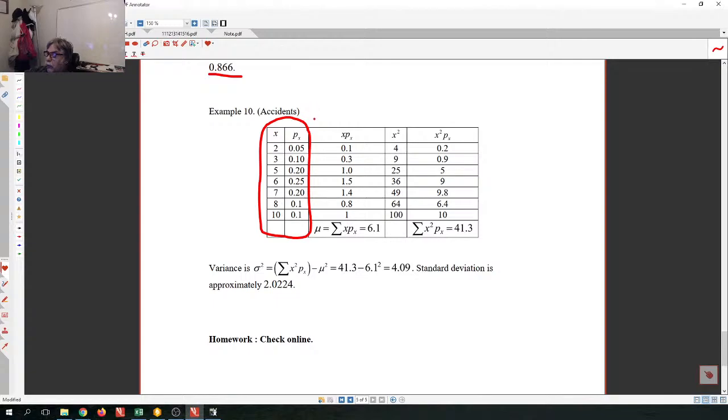So we have a very simple formula. The first two columns have to be multiplied row-wise. So you get 2 times 0.05, which is 0.1, 3 times 0.1, which is 0.3, 5 times 0.2, which is 1, 6 times 0.25, which is 1.5, 7 times 0.2, it's 1.4, 8 times 0.1, it's 0.8, and 10 times 0.1 is 1. And you have to sum it. That is the formula. Every value of the variable times its probability mass, sum all of the terms you got. And you sum all of these, you got 6.1.